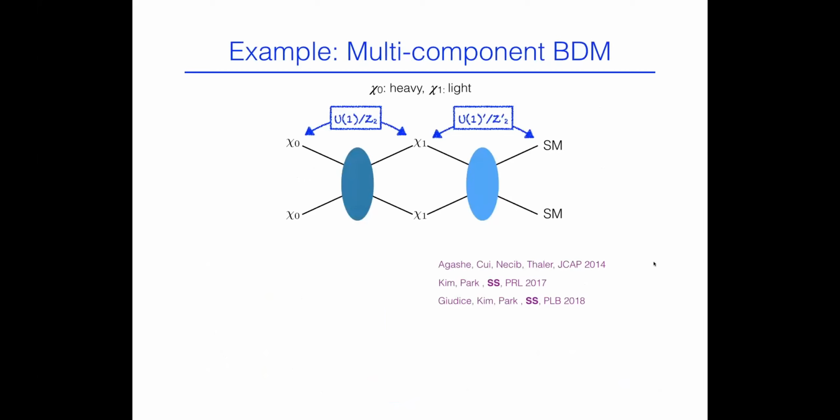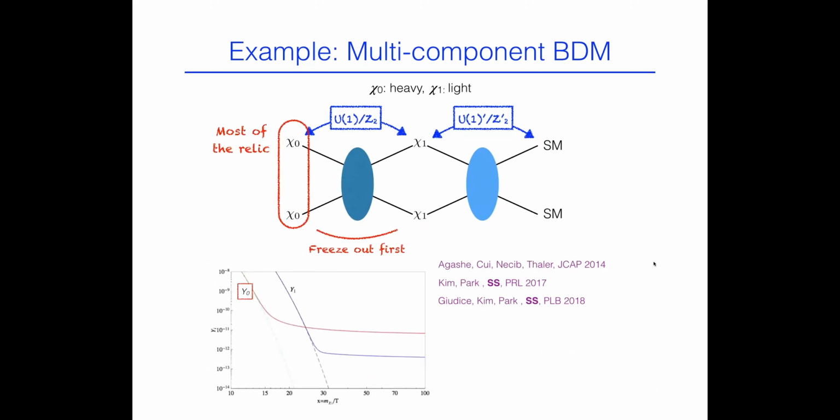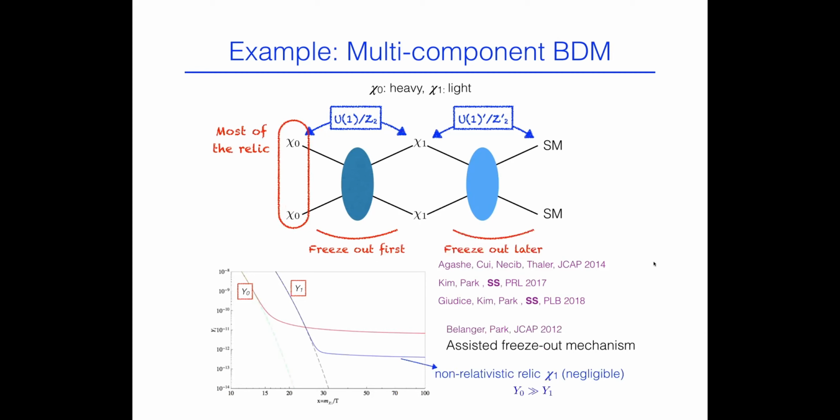As a concrete example, we brought up the models of multi-component boosted dark matter. The multi-component boosted dark matter looks like this. There is a heavy dark matter component and a light dark matter component. The heavy dark matter component interacts with the standard model particles only through the light dark matter components, after imposing some sort of product symmetry, like U(1) by U(1) or Z2 by Z2. And the annihilation process of the heavy dark matter into a light dark matter pair freezes out first and takes most of the relic, and then the annihilation process of the light dark matter into the standard model sector freezes out later.